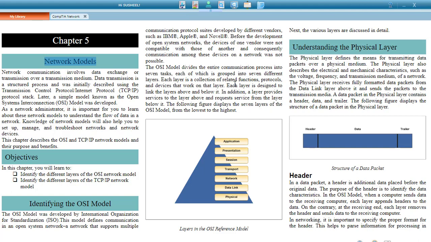Objectives. In this chapter, you will learn to identify the different layers of the OSI network model and identify the different layers of the TCP/IP network model.